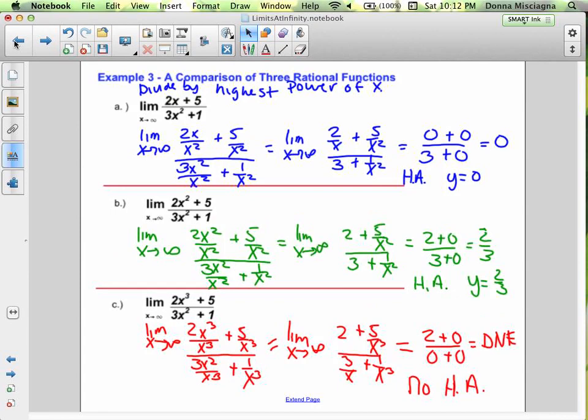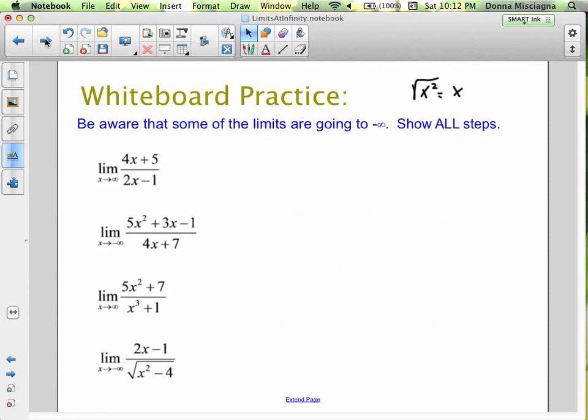All right, so now I have some problems for you. Okay, easy cheesy, lemon squeezy. So you can find the limit. Some of them are going to positive infinity, some are going to negative infinity. Be kind of careful on that. This one down here, the last one, is a little tricky. Show all your steps, and don't forget square root of x squared, that's x.